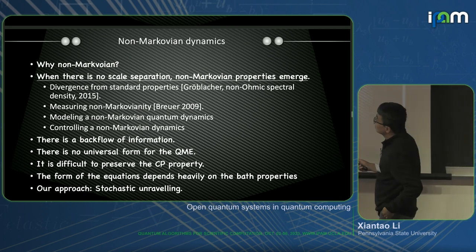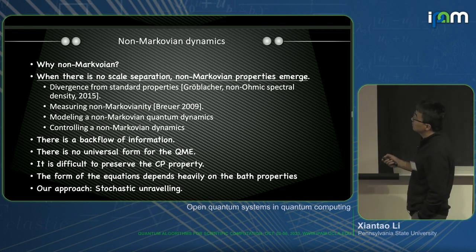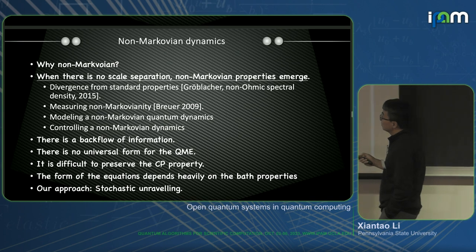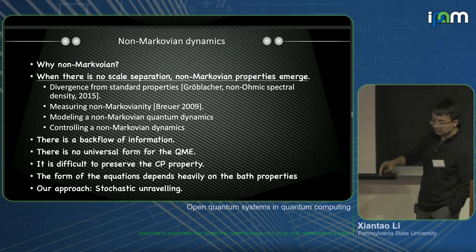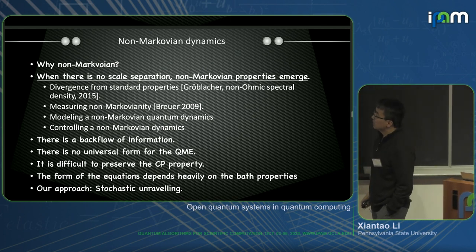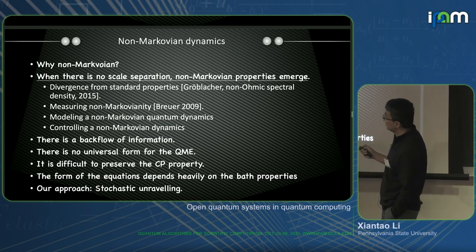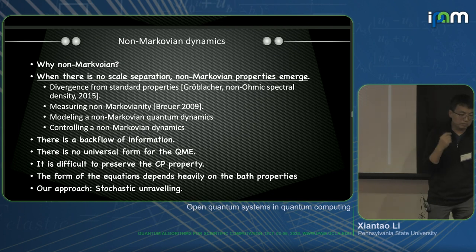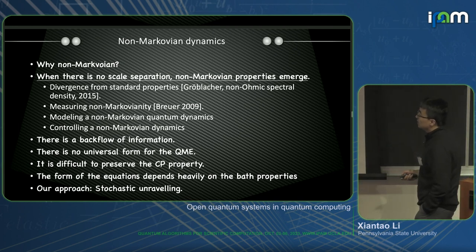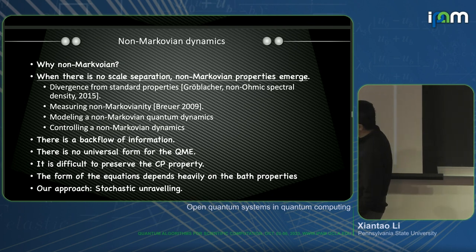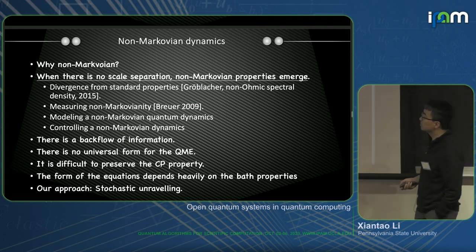There are quite a few applications where people really care about this non-Markovian regime. For example, there is a lot of experimental evidence where people actually observe these non-Markovian properties by looking at certain spectral densities. There are also interesting works to measure non-Markovianity. I'm not quite familiar with exactly how it's done, but they want to put a number to it, like how non-Markovian? That's also interesting. What I'm going to talk about is how to derive a non-Markovian model to model a quantum system.